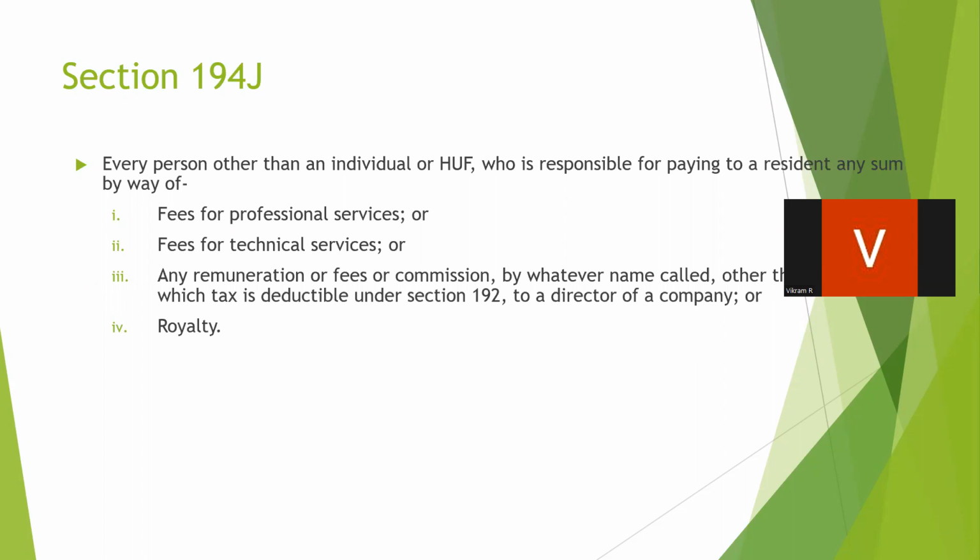So, the director would be receiving salary, right? For that salary, TDS has to be deducted under 192. For receiving sitting fees, it's a professional service. So while making that payment, TDS has to be deducted under section 194J. So that is the point.